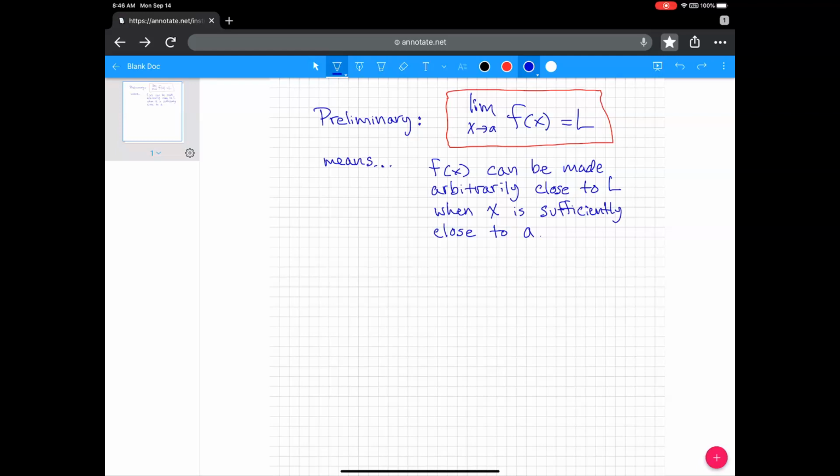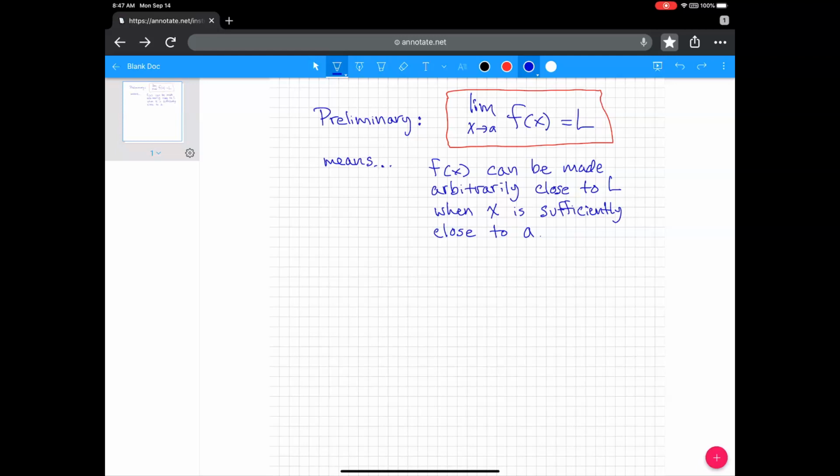Hey there, students. Let's see if we can try to understand how to go from the preliminary definition of a limit, which I've written here, to the formal definition of a limit, which is hard to understand for students initially. So in the preliminary definition of a limit, if we have the limit as x tends to a of f of x equals L written, so this would be for a particular function, for a particular L value, and for a particular A value.